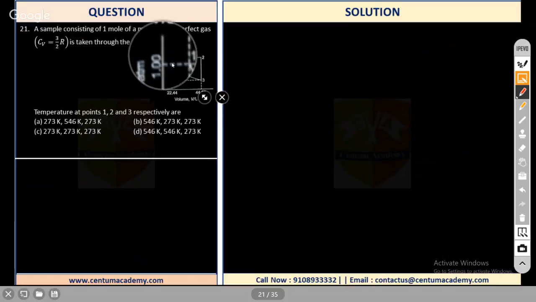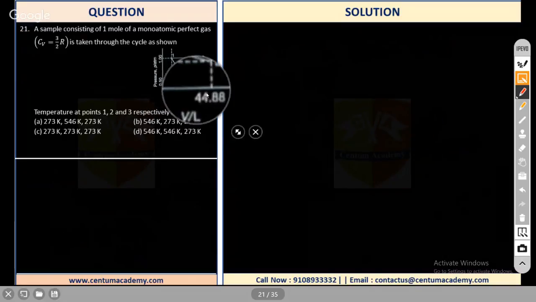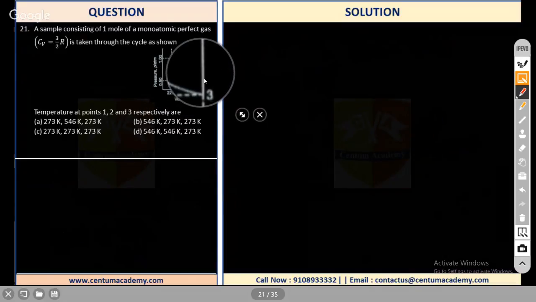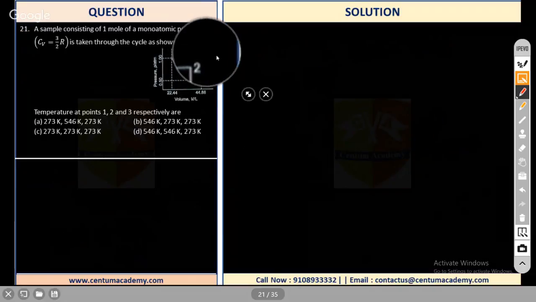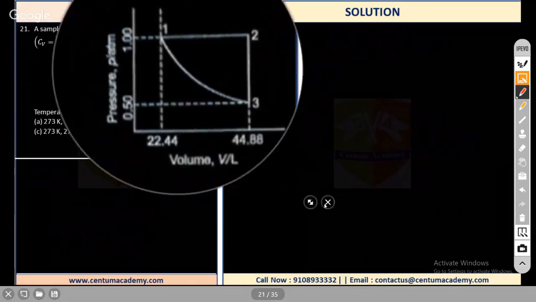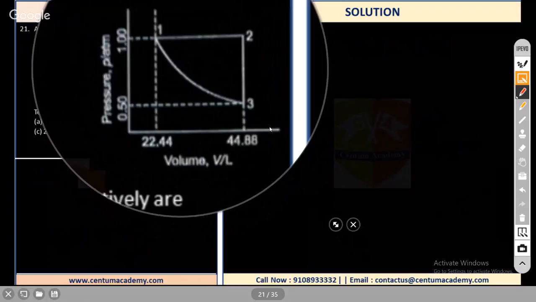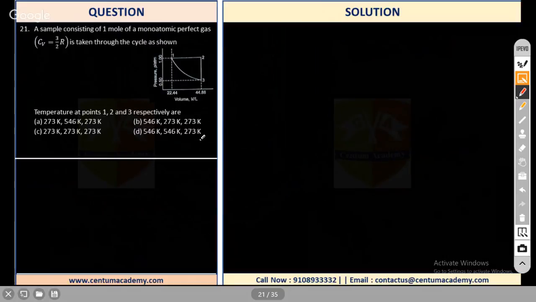See, this pressure is 1 atmospheric here, and here it is 0.5. The volumes are 22.4 and 44.8. This is point 3, 1, and 2. See this diagram. Okay, all of you see this. I'll just remove it then. We have 0.5 and 1 on the pressure and volume axes. Correct? Now you see this question.